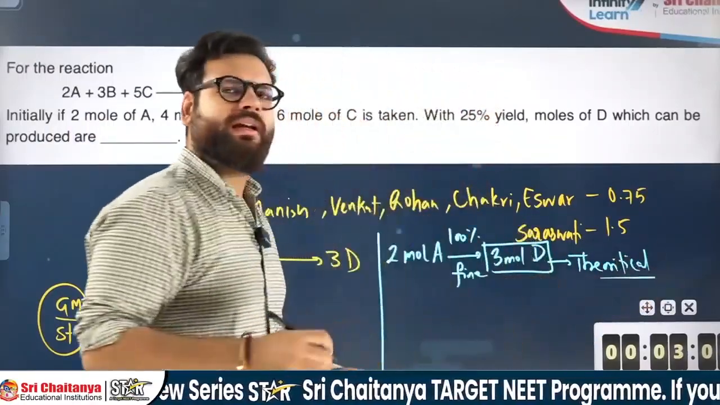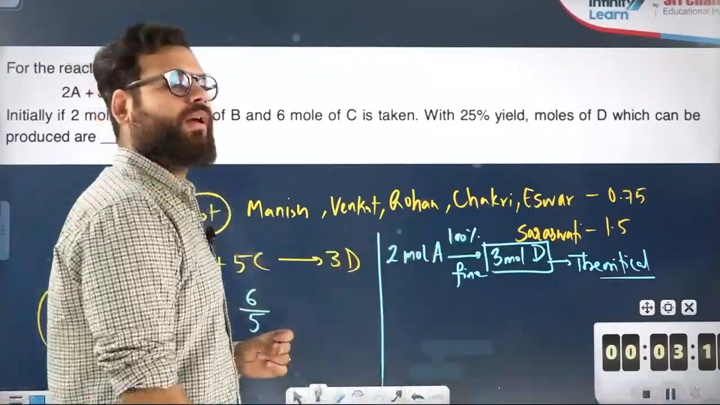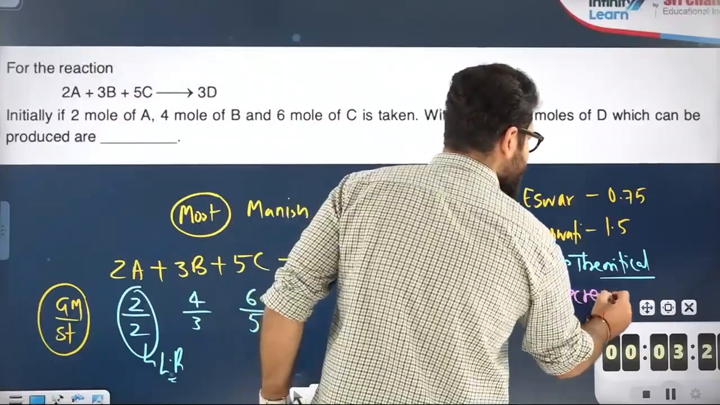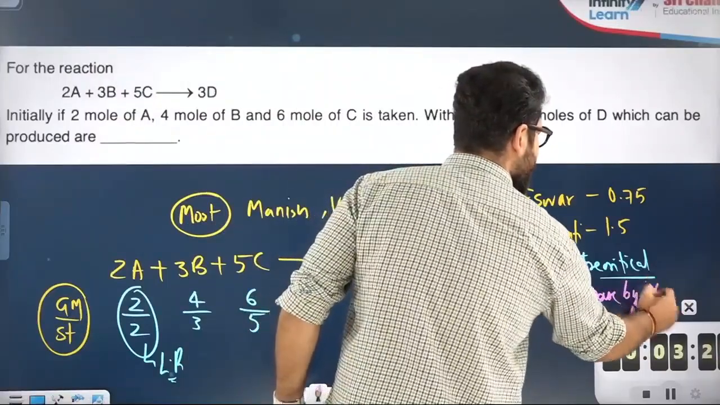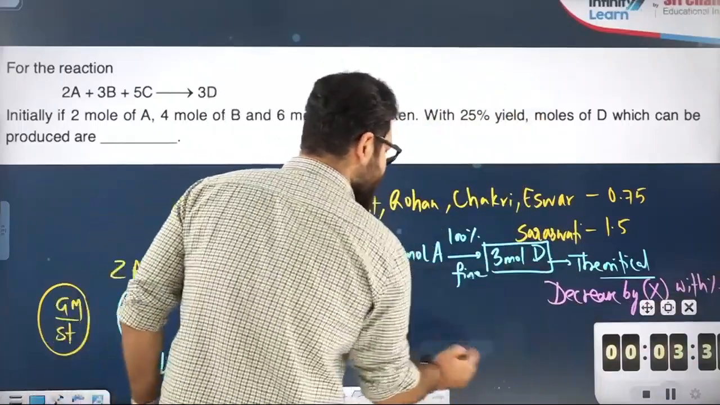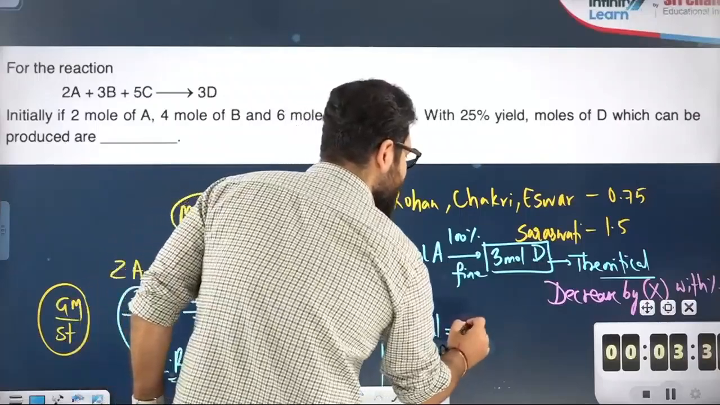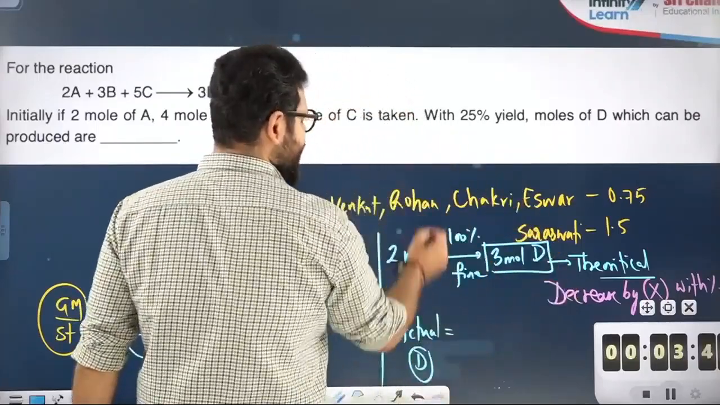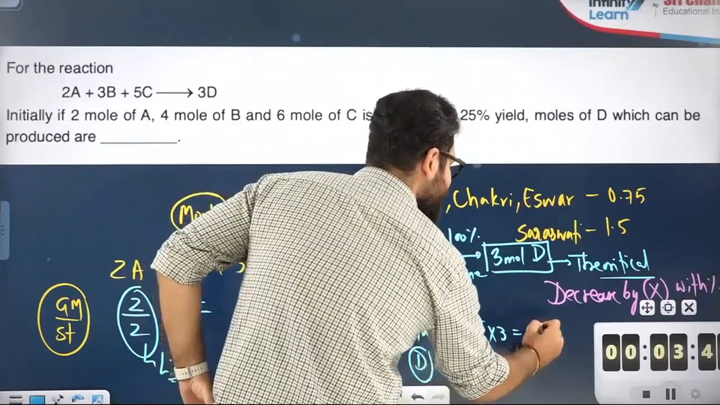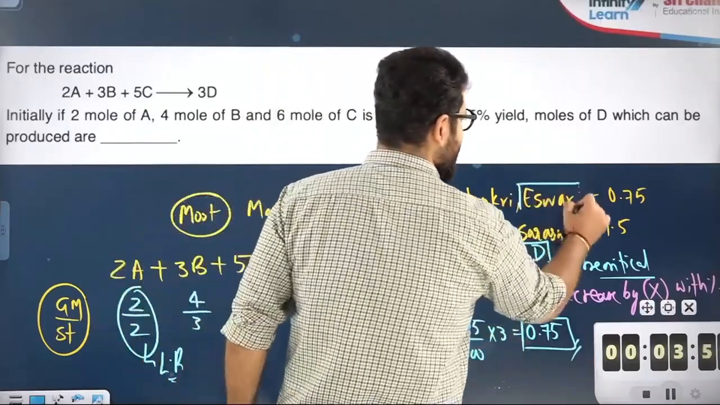Then tell me, should I increase the D or should I decrease the D? Quickly, we should decrease. Yes, because D is a product. I will decrease the product by multiplying with percentage, as I told yesterday. So the actual amount of D will be, percentage is given 25%, 25% of 3, 0.75 mole. Clap for yourself, those who gave the answer. Ishwar was the first person. Ishwar, congrats.